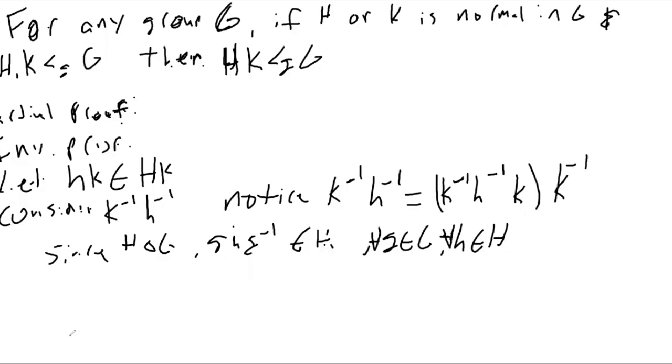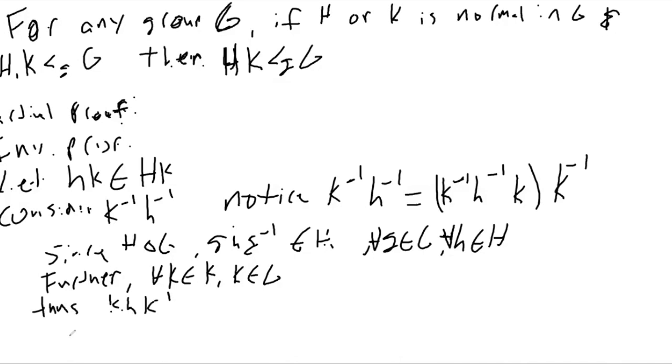Furthermore, for all k in K, k is in G. That's because I'm letting K be a subgroup of G. That's already in the hypothesis. So we can replace those g's here with k for our normal definition. Thus k h k inverse is an h.